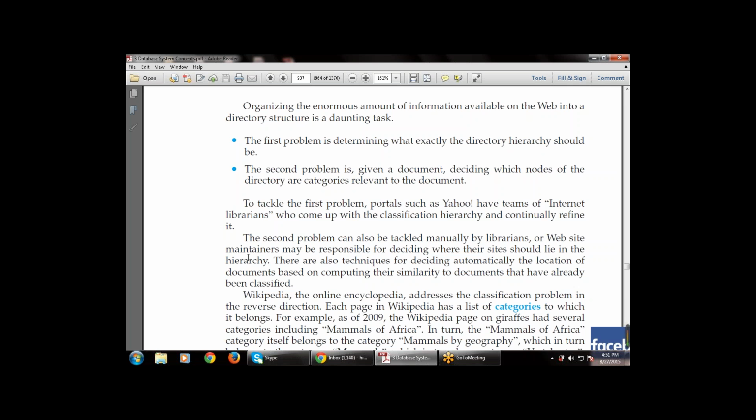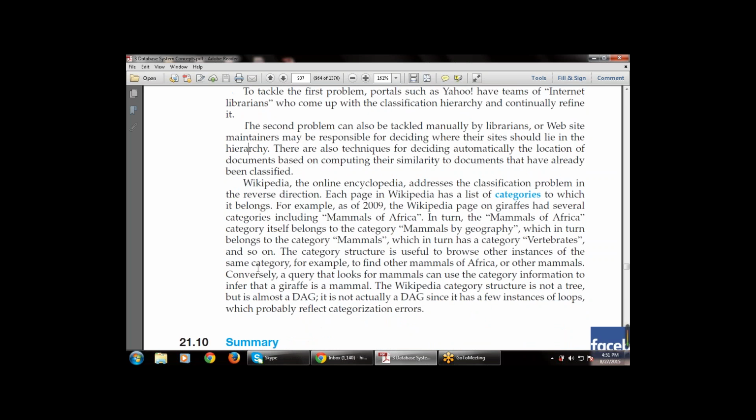Wikipedia, the online encyclopedia, addresses the classification problem in the reverse direction. Each page has a list of categories to which it belongs.